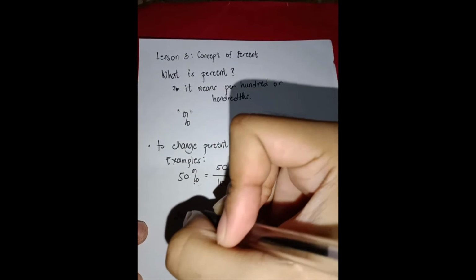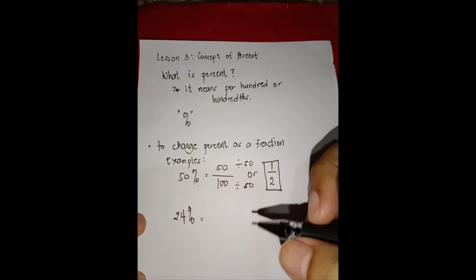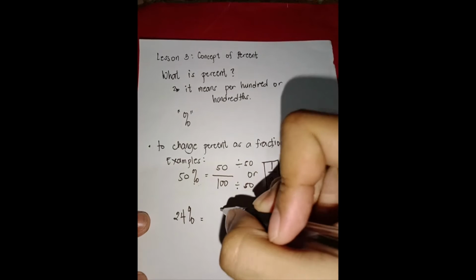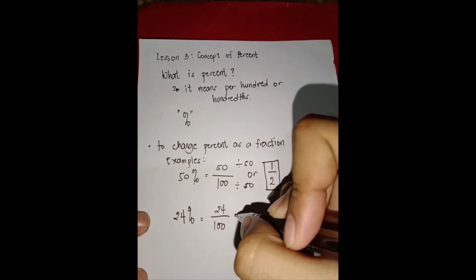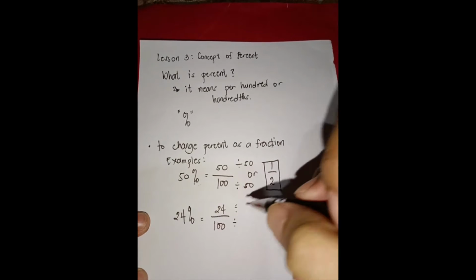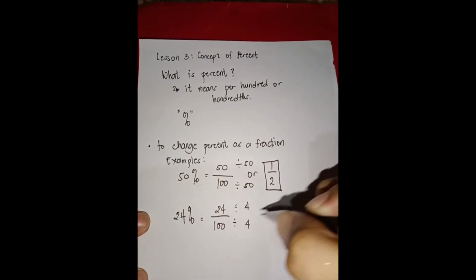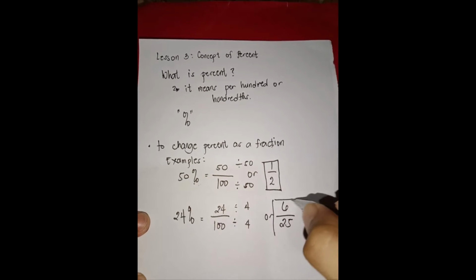Example number 2. So what if meron naman tayong 24%? Okay, so ang gagawin, drop lang natin yung percent sign and then change it into 100 na denominator. Then, reduce sa lowest term. So mag-iisip lang tayo ng compatible number, therefore, we have 4. So 24 divided by 4, we have 6. And 100 divided by 4, we have 25. So, this is the final answer.